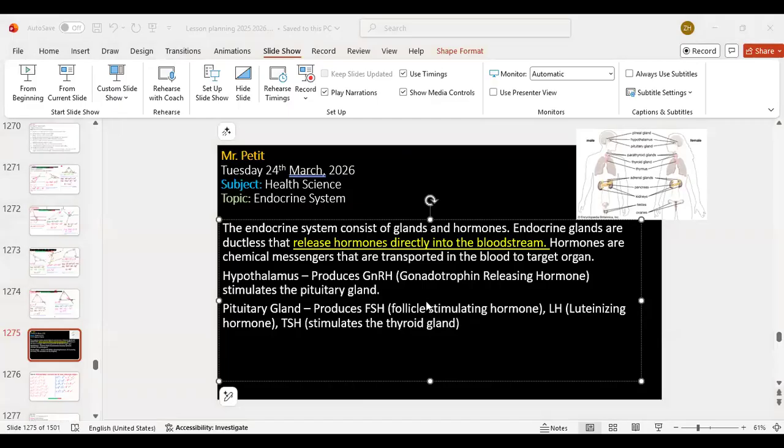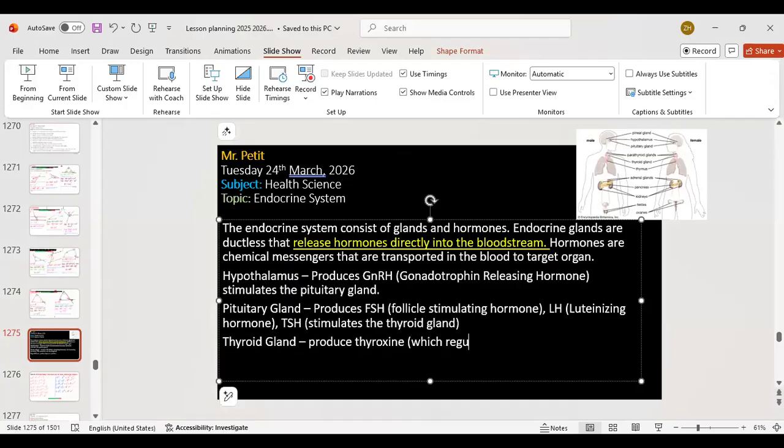Then we have the thyroid gland. The thyroid gland is going to produce thyroxine, which regulates the metabolic rate. That's what thyroxine does, right? It regulates the metabolic rate.